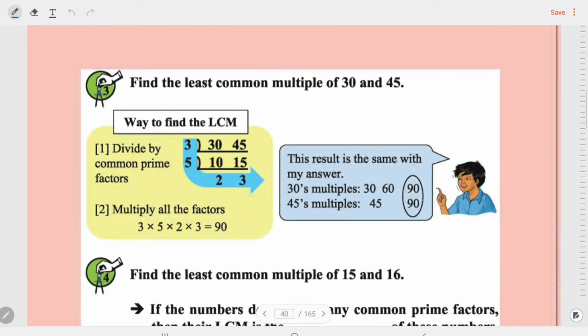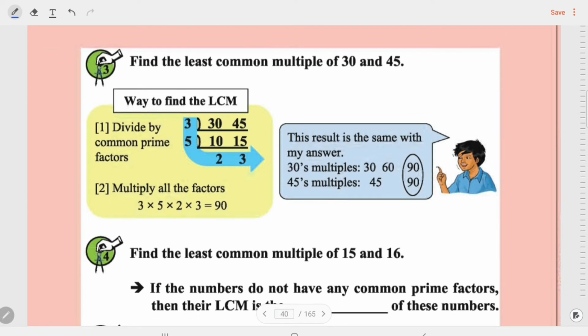Find the least common multiple of 30 and 45. Divide by common prime factors like I told you earlier. Multiply all the factors. You can also proceed with 2, but 3 is not a factor, so proceed with 3. 3 10s are 30, 3 15s are 45, 5 2s are 10, 5 3s are 15. Multiply them together: 5 into 3 is 15, 15 2s are 30, 30 3s are 90. So 90 is the LCM, least common multiple.